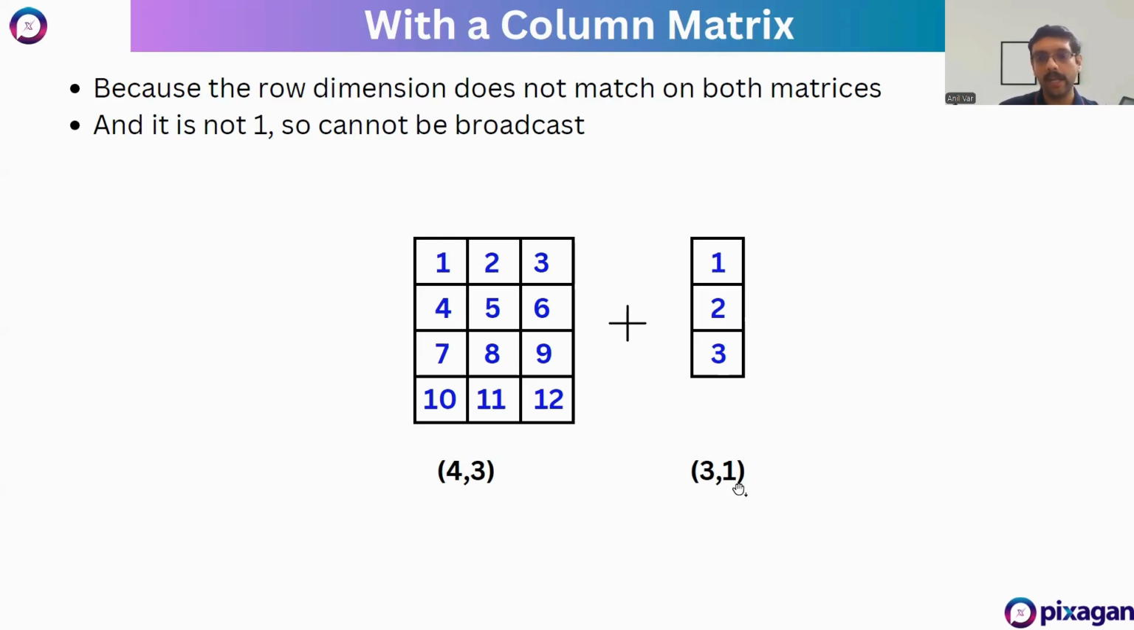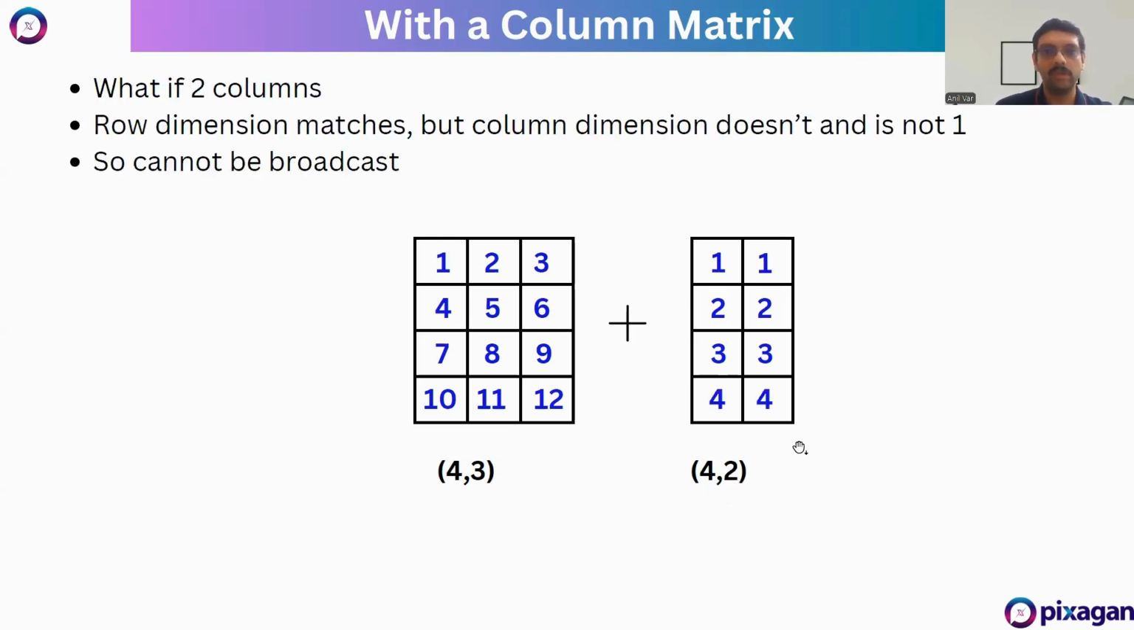So you understand that in broadcasting, the dimensions to match either need to be a 1 and the other dimension is not 1, in which case it understands that I have to stretch it in the direction of 1. But then all the other dimensions must match.